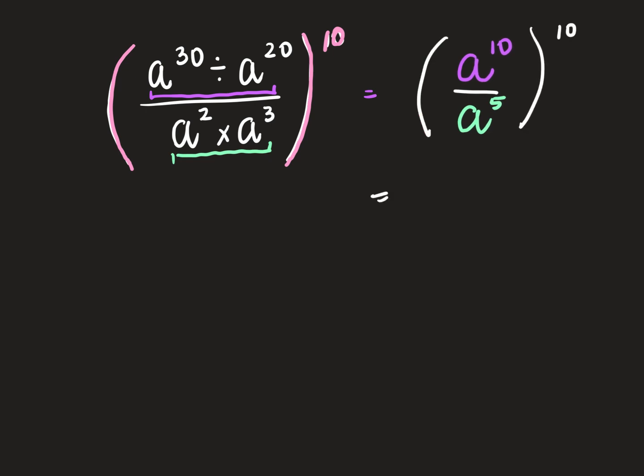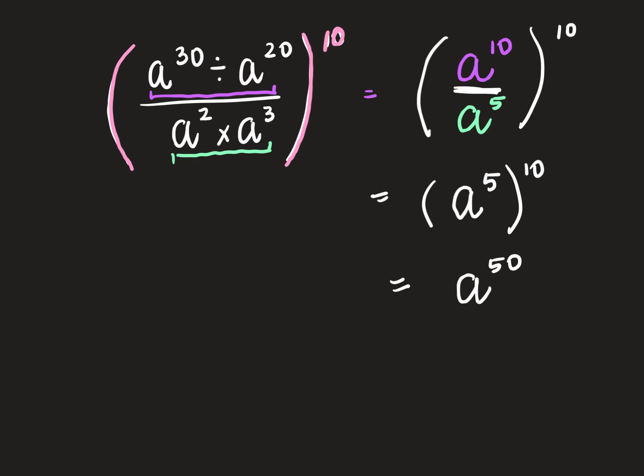Now I'm going to do this division bit here. So a to the power of 10 divided by a to the power of 5. 10 minus 5 is 5. Then I'll put that there. And then last of all, I'm going to apply that. 5 times 10 is 50, like that.